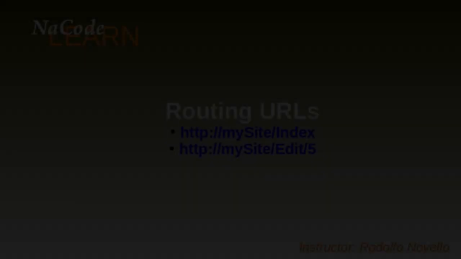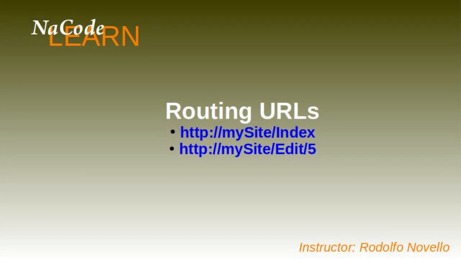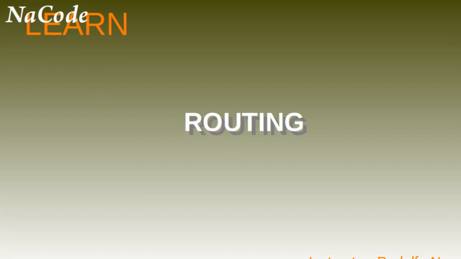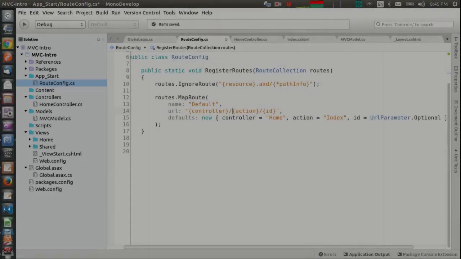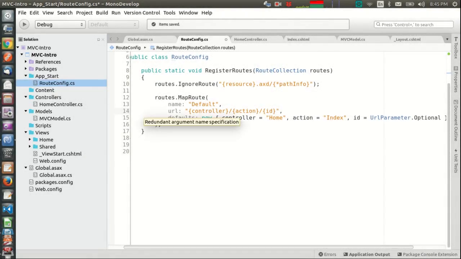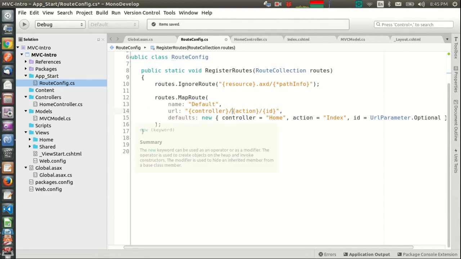The system must decide which controller to invoke based on the end user's URL. This process is called routing. Let me start with the RouteConfig.cs class file, which is located under the App_Start folder. This is the definition of the RESTful URL that is going to control our application.